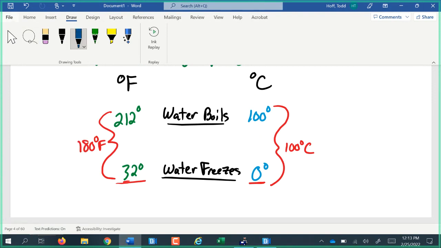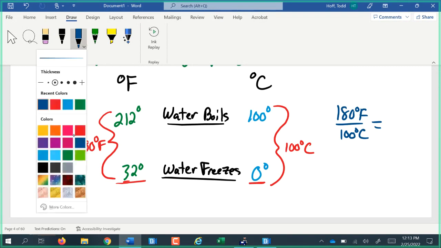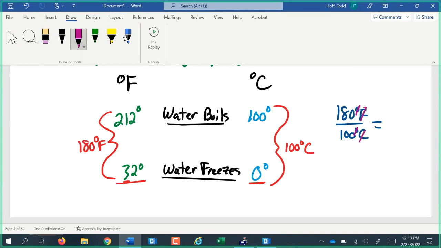What this gives us is a ratio: 180 degrees Fahrenheit over 100 degrees Celsius is equal. That's a conversion factor. I can reduce that down. I'll cancel out the degrees and get rid of the Fahrenheit and Celsius. I'll just work with the numbers. Both 180 and 100 can divide by 20 to give us 9 to 5. That 9 to 5 ratio or equivalency is one of the keys in converting between these.